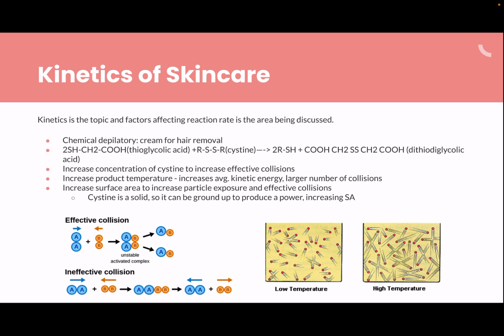The diagram on the left shows the criteria for effective collisions with an unstable activated complex, and the diagram on the right shows that particles have greater kinetic energy at high temperatures. Since cysteine is a solid, to increase the surface area, it can be ground up into a powder.